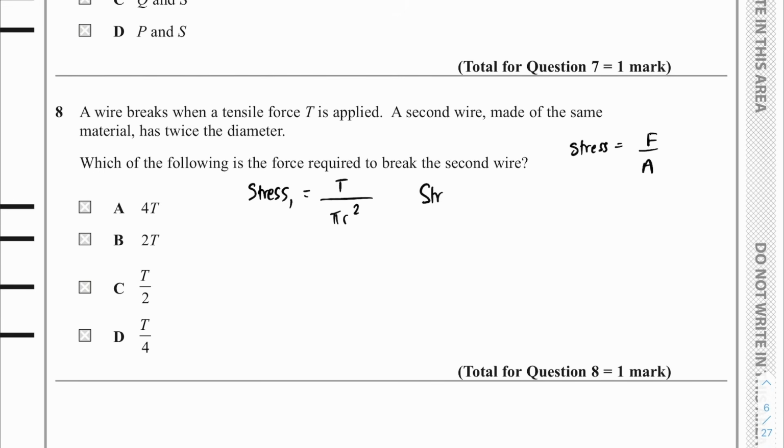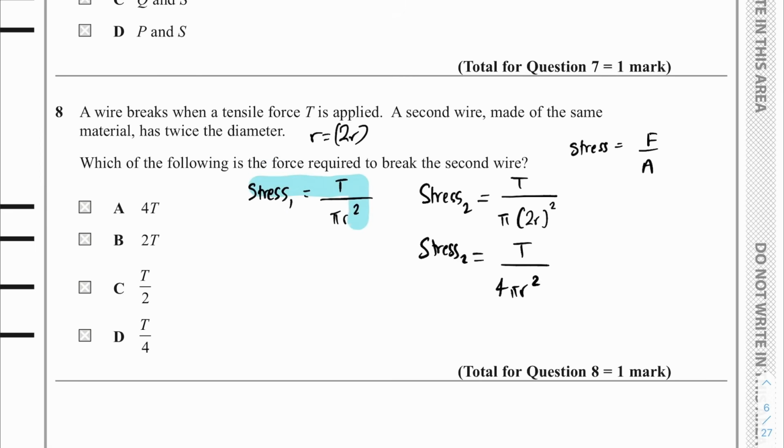So what about stress 2, the second wire? We know it has twice the diameter. What does that mean for the radius? That means the radius is now 2r, twice the radius. So that means the area is pi times 2r whole squared. So we now expand. So the area is 4 pi r squared. Now we have to compare it to the original stress 1. We need to see what the scalar multiple is.